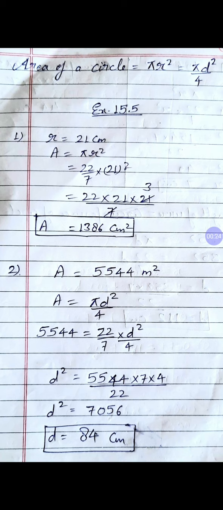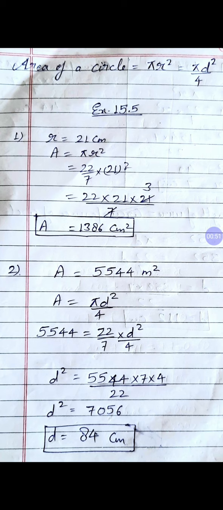We have another formula if we have been given the diameter of the circle, which I have written: pi d square upon 4. We can apply this formula when the diameter of the circle is given. Now let's come to the exercise.